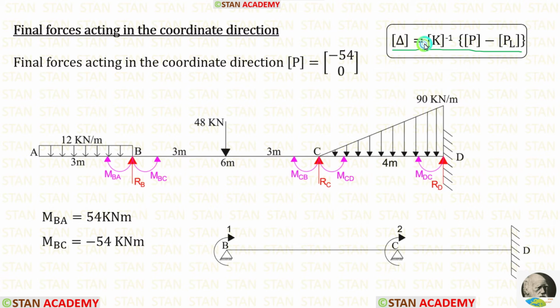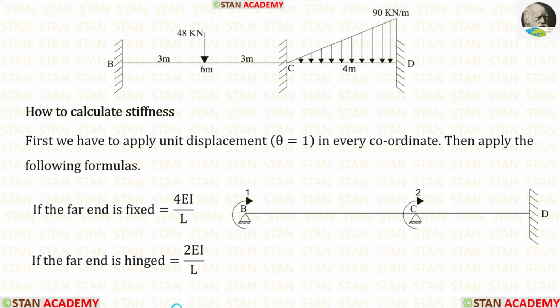Now we are going to find the stiffness matrix. Let us see how to calculate the stiffness values inside the stiffness matrix. For that we have to apply unit displacement in every coordinate. In this analysis there are two coordinates, at point B and at point C. So at these points we have to apply the unit displacement. Then we have to use the formulas. If the far end is fixed, the formula is 4EI upon L. If the far end is hinged, the formula is 2EI upon L.